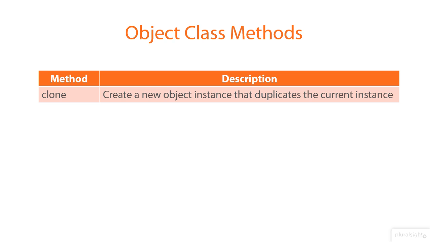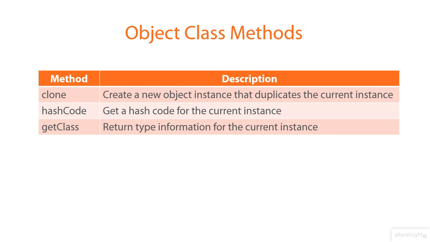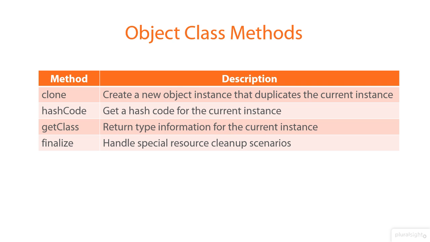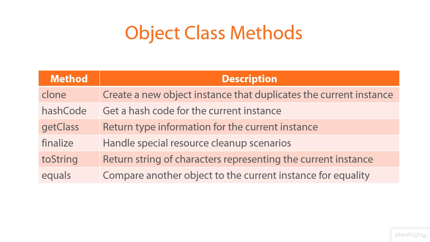Another method that's available to the Object class, and therefore to all classes, is hashCode. It returns back a hash code that's useful for working with things like hash tables and other types that rely on hash tables. The getClass method returns back type information about an instance. The finalize method is part of resource cleanup. In most cases, you won't do very much with the finalize method. Then we have the toString method that returns back a string of characters representing the current instance. We're actually going to talk about that one more in the next module. And the last one is the equals method, which you use to compare one object instance to another. We're actually going to talk about that one in the next clip.